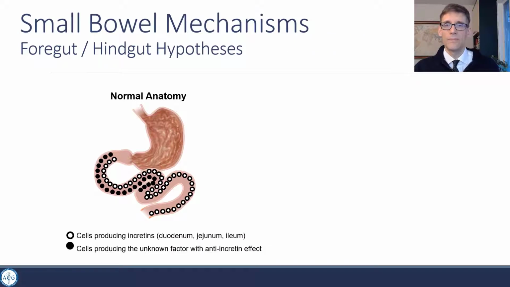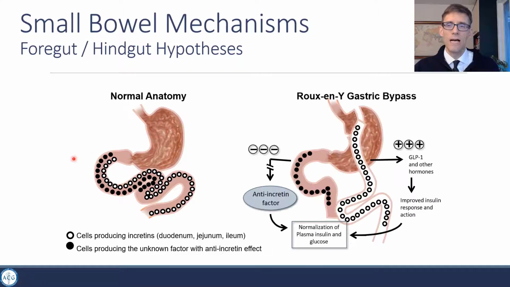Another important concept here is the foregut and hindgut hypotheses. And you can see the white dots represent enteroendocrine cells that produce incretins. They get denser the more distal you go, even into the colon. And the black dots represent anti-incretins, which is a more generalized concept right now. And the theory is that Roux-en-Y gastric bypass silences anti-incretins, which would protect against hypoglycemia technically, and enhance incretin production. So those are the two mechanisms.